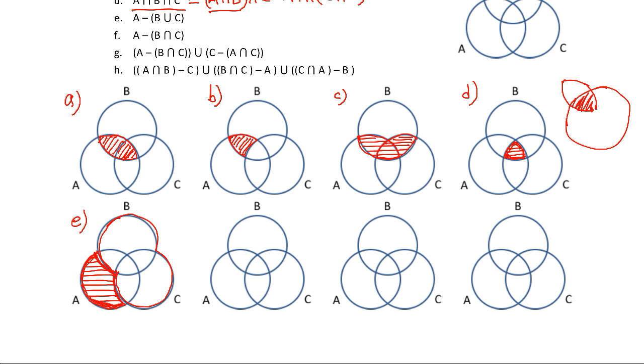Part F is A minus B intersect C. Okay, let's see. A minus the intersection of B and C. Well, here's the intersection of B and C, this little football-shaped region. And I'm going to cut that little region out of the set A. And so I'm going to be left with everything in A except for that little football-shaped region.